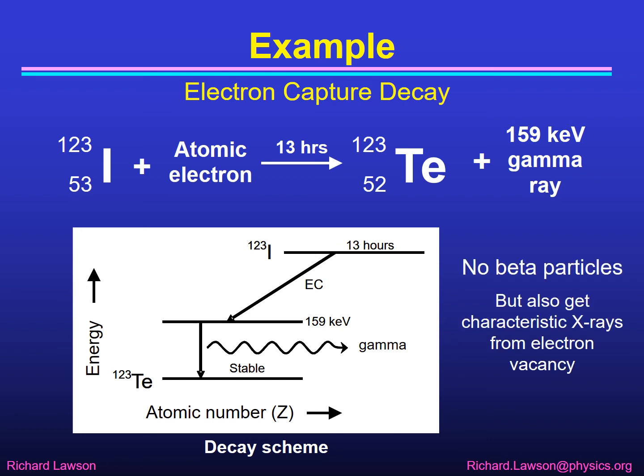Notice that this is a nice emission. It gives a gamma ray but no beta particles. However, because we started by absorbing one of its own atomic electrons, of necessity we will end up with a vacancy in one of the inner electron shells, which means we'll get characteristic X-rays following that as the electrons from higher shells cascade down. So this decay doesn't give any beta particles, but it does give some characteristic X-rays as well as the gamma rays.